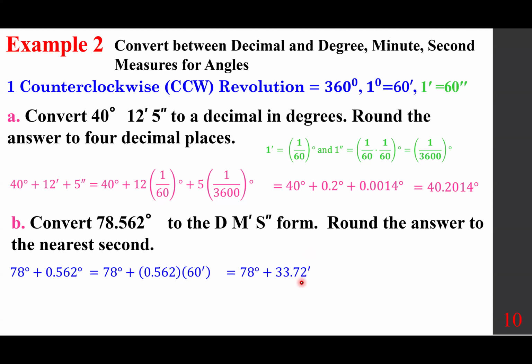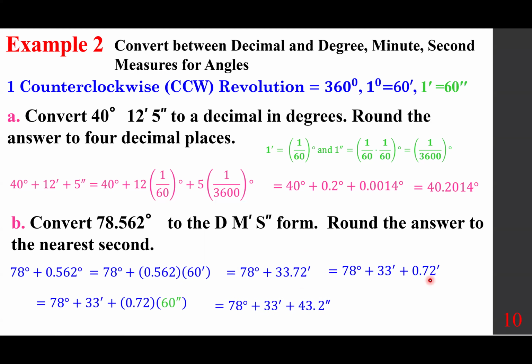Now this 0.72 minutes, we multiply times 60 and it becomes seconds. So we get 78 degrees, 33 minutes, 43.2 seconds, and we are going to the nearest second, so we round it to 43. We write 78 degrees, 33 minutes, 43 seconds as the final answer, everybody.